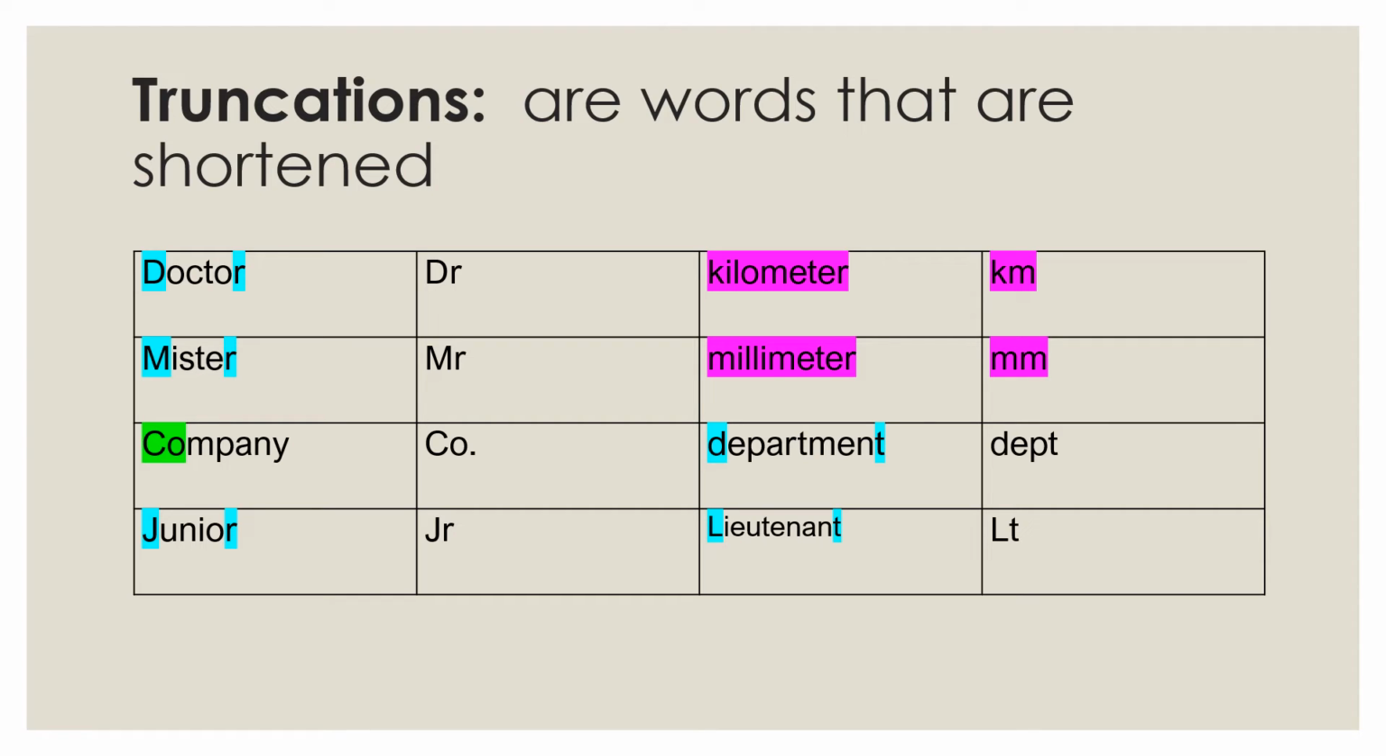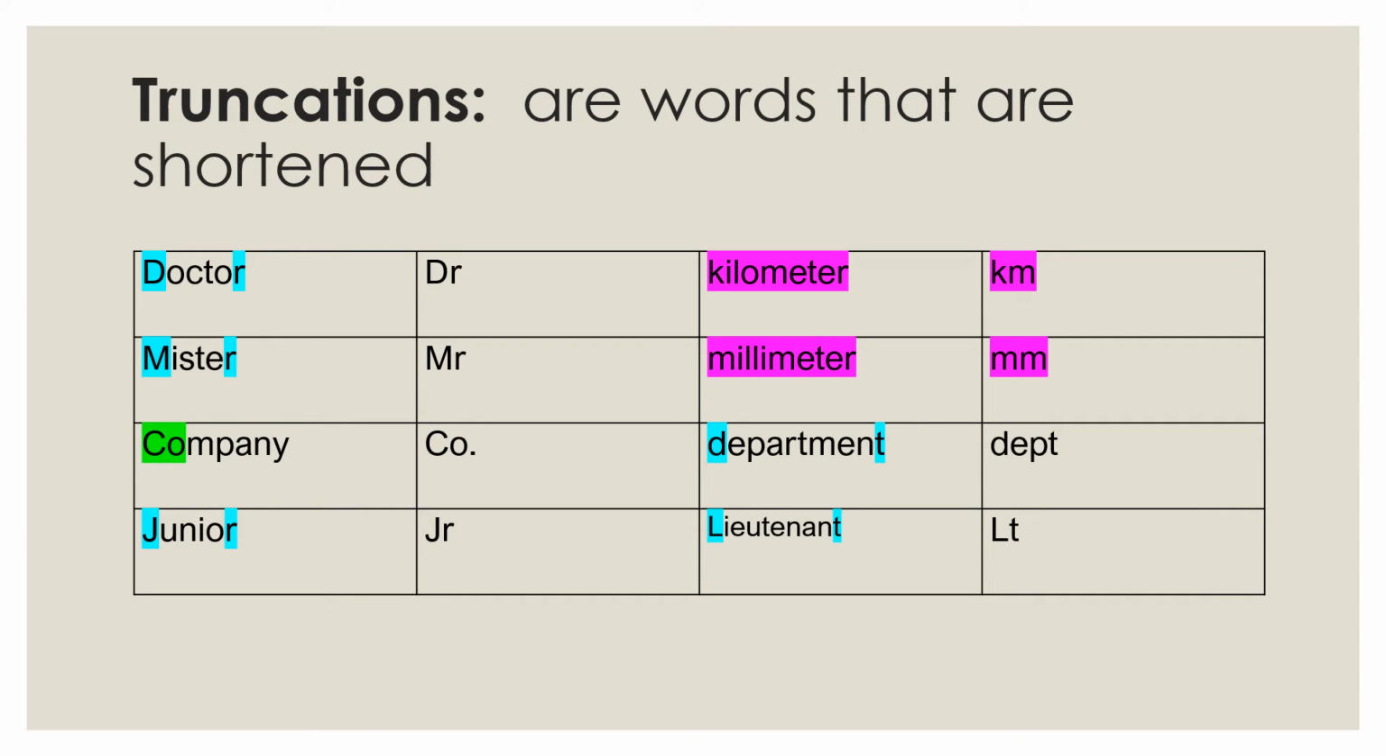Can you see which ones do not need full stops? It's all the ones that start with the beginning of a letter and end with the same letter. Junior, for example, starts with J and ends with an R, so it does not need a full stop. But look at company. Company starts with a CO and it ends with a Y. Because we don't have Y in the abbreviated word, co, you must put a full stop because it's not finished, if you think of it like that.